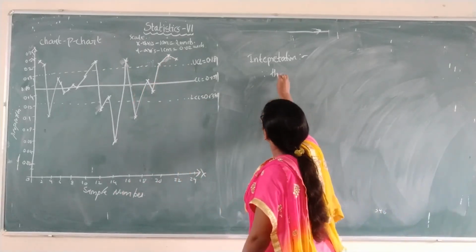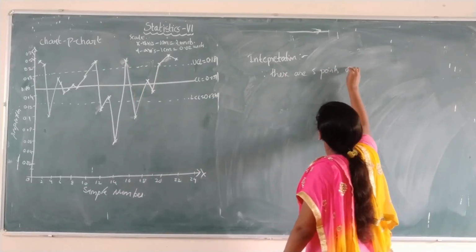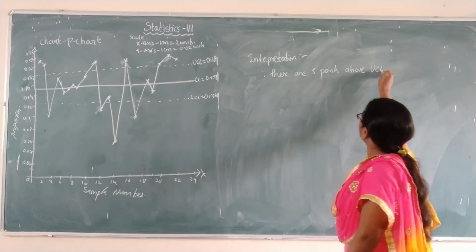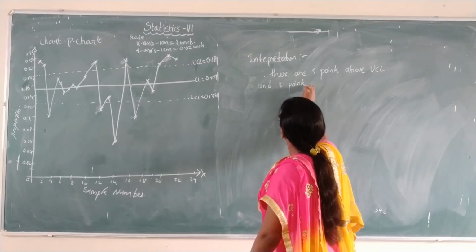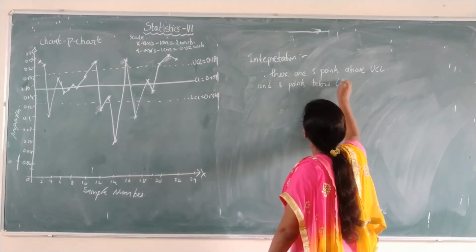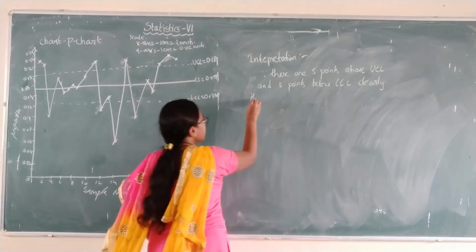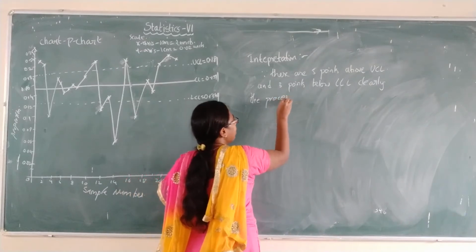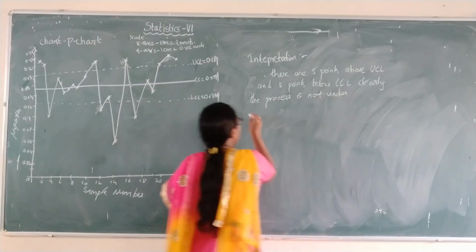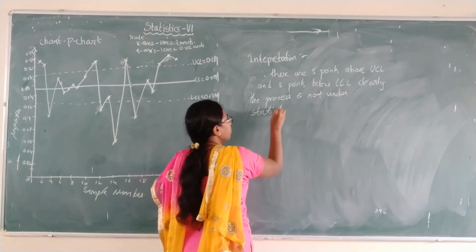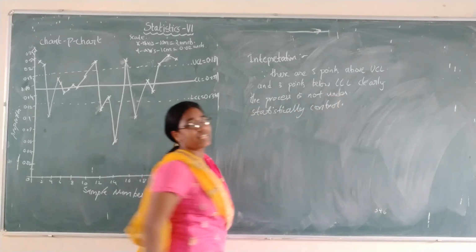Since there are 5 points above UCL and 3 points below LCL, clearly the process is not under statistical control. So we know that it is not statistically controlled.